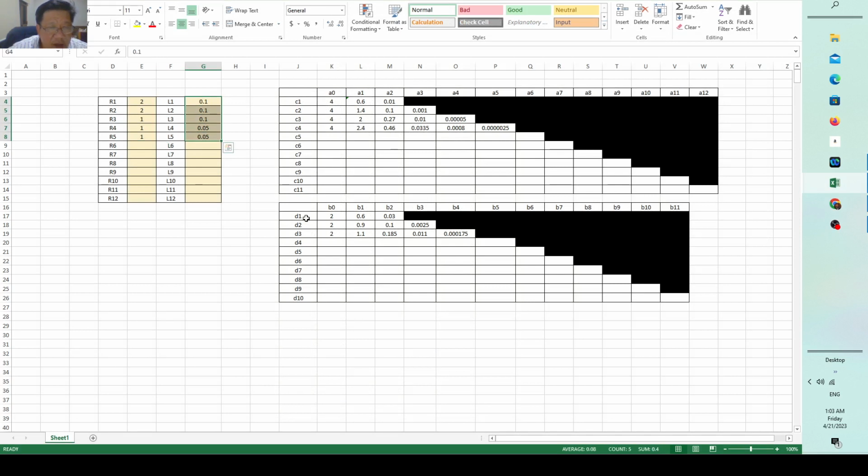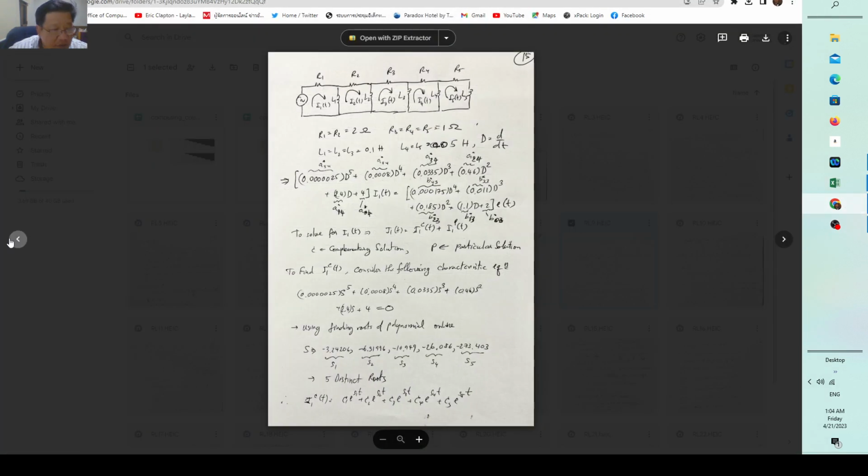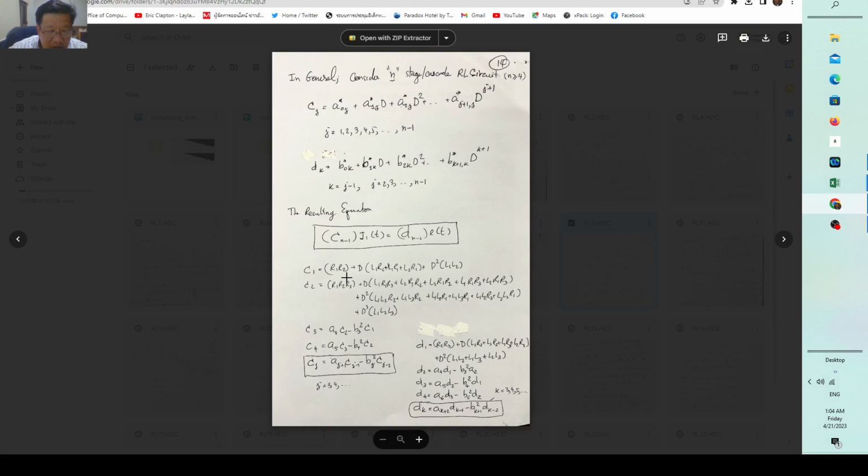And then how did I get this one? This is C sub 1, C sub 2. You find up to C sub 4 here. C sub 1 here is the value in cell E4 times E5, which is R sub 1 times R sub 2. Actually, this is coming from this formula. C sub 1 is the constant term, which is R sub 1 times R sub 2.